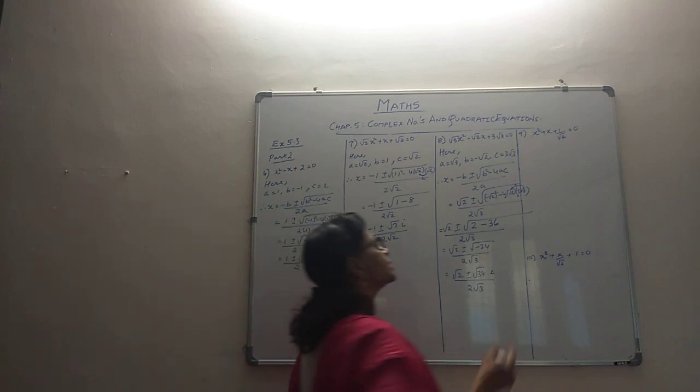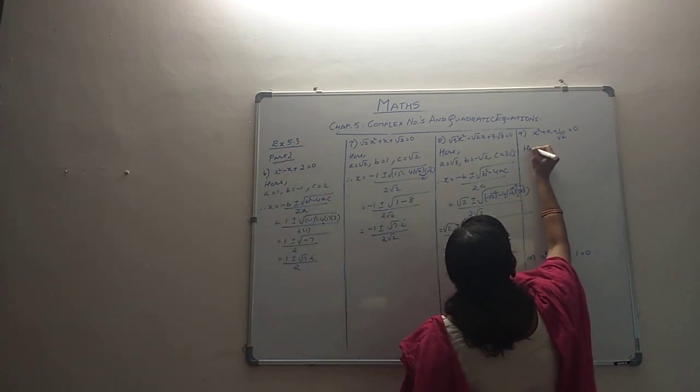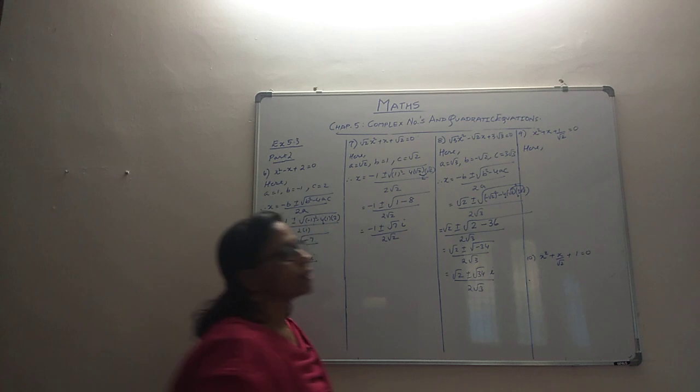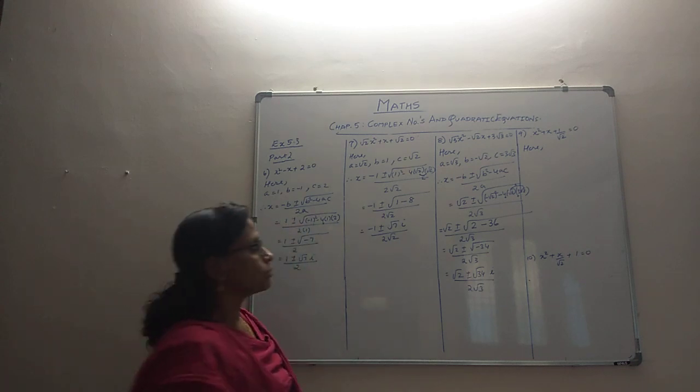So on the same lines, we move to the ninth problem. Here they give you the problem x squared plus x plus 1 by root 2 equal to 0.